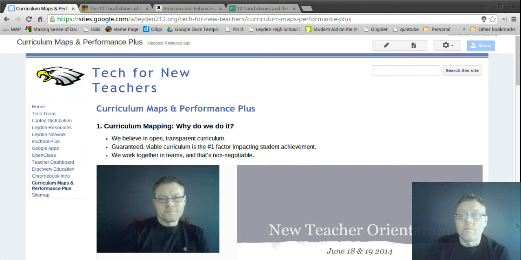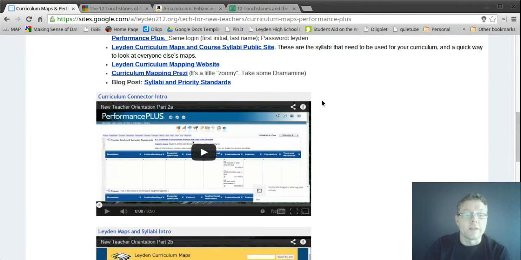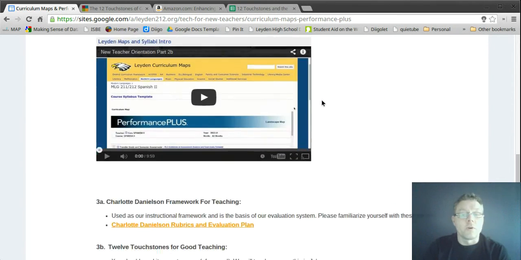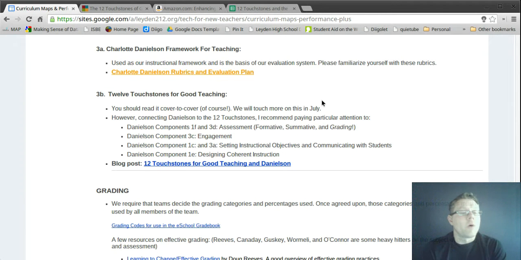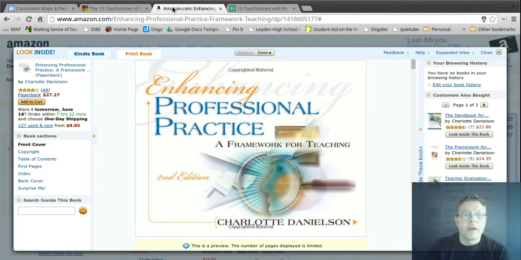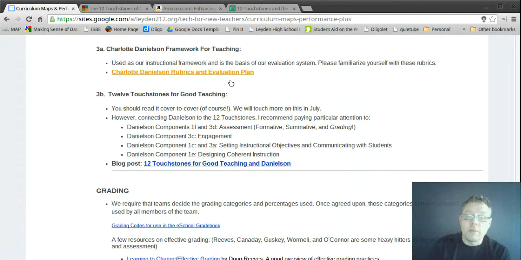Now, the last thing I'd like to talk about really quickly is the reading material we've put in front of you, and I'm scrolling down here. So first of all, you get a book called the Charlotte Danielson Framework for Teaching. Some of you may be familiar with that. It should look something along these lines. And this really is the basis of our evaluation plan. So I highly recommend you give that book a read.